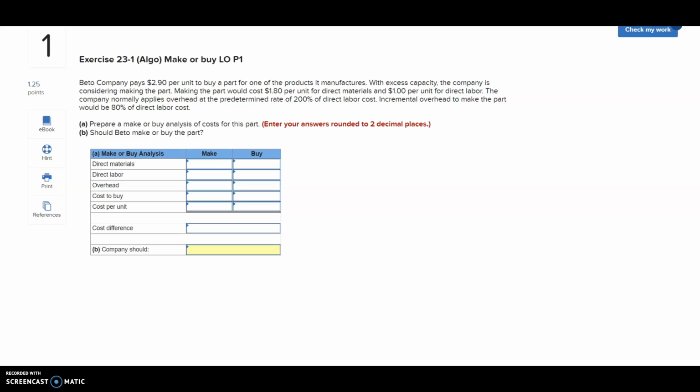All right, let's walk through the chapter 23 homework. So the first one is a make or buy problem. Pretty straightforward. I think you're going to find this chapter pretty easy. This is on page 367 in the textbook. Really the only thing you have to think about is they give you the predetermined rate of overhead, right? But what we're focusing on is the incremental overhead, the overhead that's going to be incurred if we make the part that won't be incurred if we buy the part. So that's the part that's going to be important.